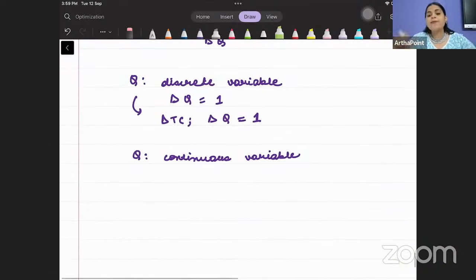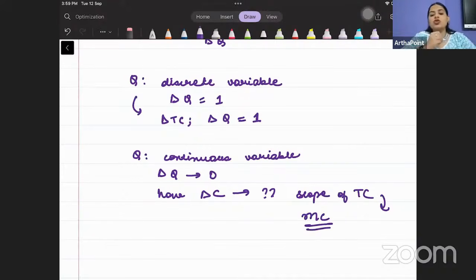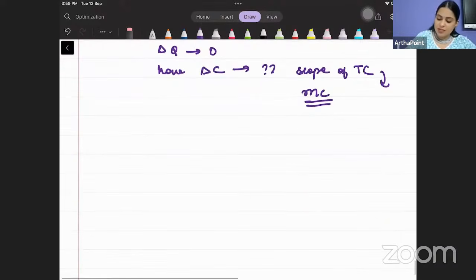That if my output is changing by a very, very small amount, that means my output is approaching 0, the change is very small, then how will the cost change? That is called the slope of total cost, और इसको हम बोलते हैं marginal cost. So the change in Q is very, very small. Clear हुई ये बात? अच्छा, next बात हम क्या करते हैं कि हम एक एग्जाम्पल ले लेते हैं.